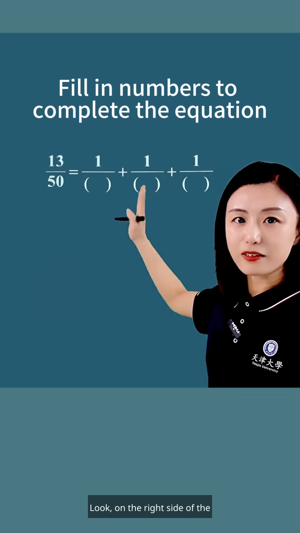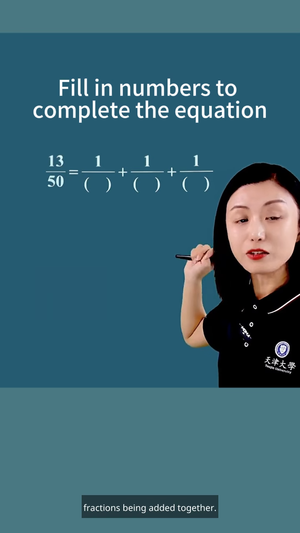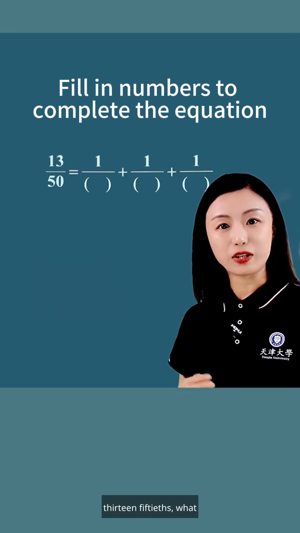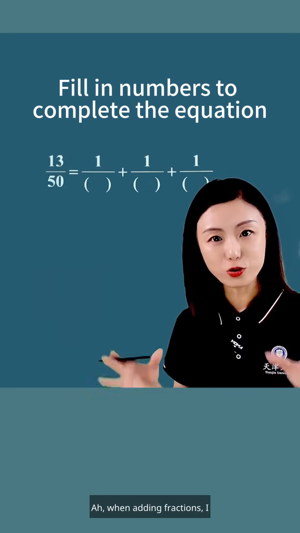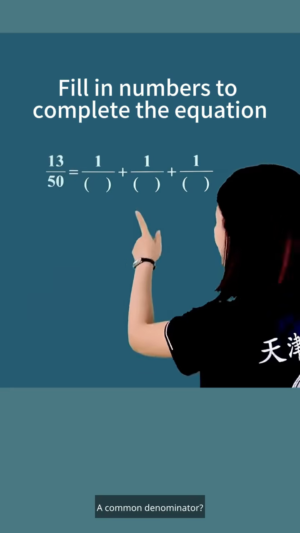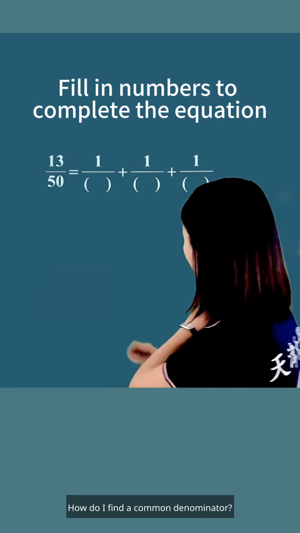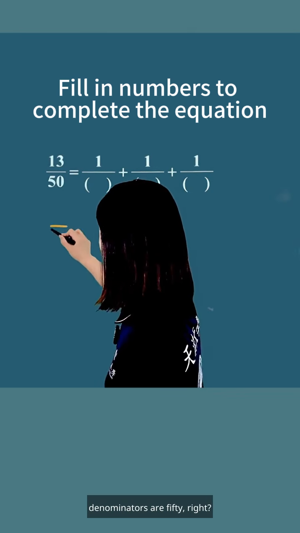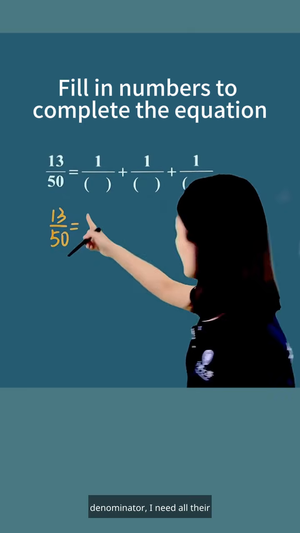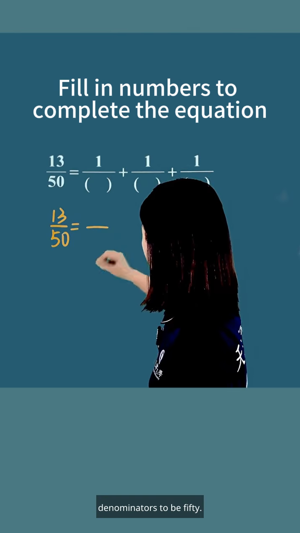Look, on the right side of the equation, there are three fractions being added together. If their sum is supposed to be 13/50ths, what should I do? When adding fractions, I definitely need to use a common denominator. How do I find a common denominator? I have to make sure all the denominators are 50, right? So after finding a common denominator, I need all their denominators to be 50.